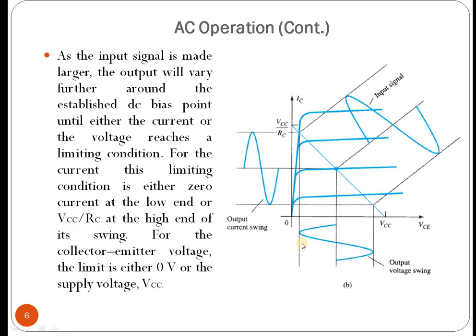For the current, this limiting condition is either zero current at the low end, or VCC by RC at the high end of its swing. And for the collector-emitter voltage VCE, the limit is either 0 volt or the supply voltage VCC. So it will swing between 0 and VCC.